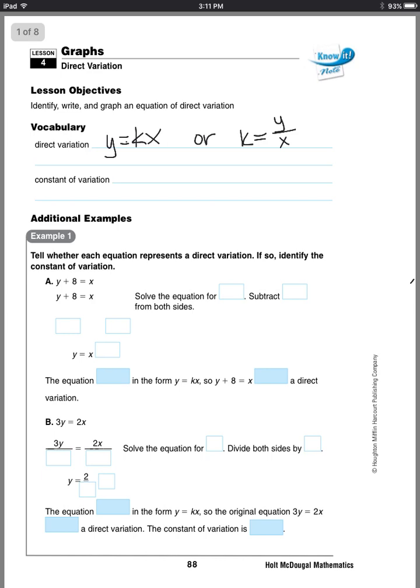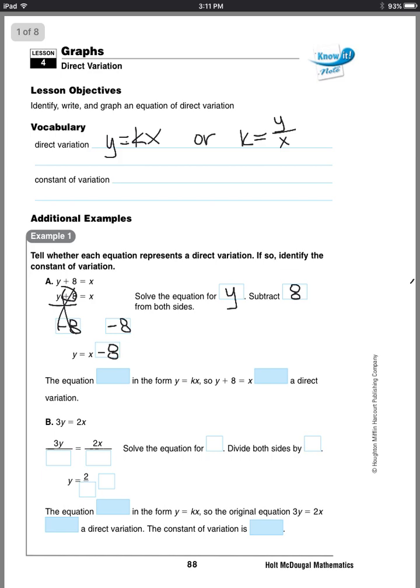So we first have to solve the equation for y. We're going to look at the side of the equation with the variable and look at the constant and do the opposite of both to both sides. So if we have adding 8, we're going to subtract 8 from both sides, which cancels these out and leaves us with x minus 8.